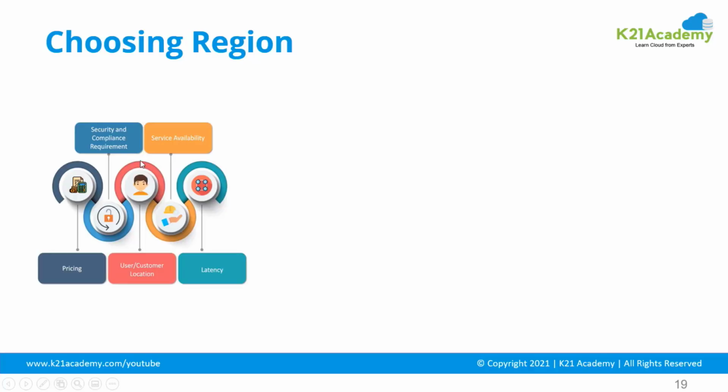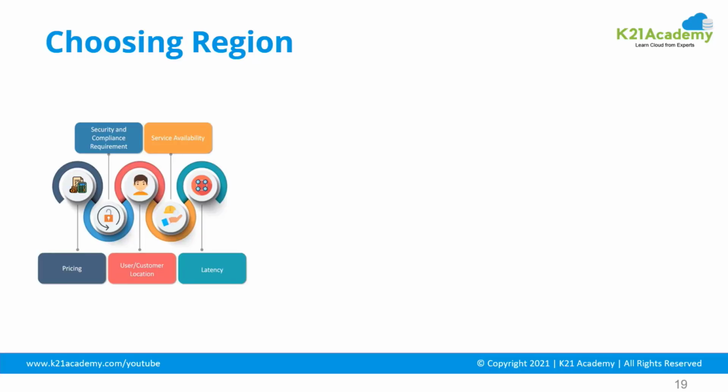Second is security and compliance requirements, which means your company may have a regulation saying that your data can't go outside a particular region. If you're a US company or a US enterprise, your data should always reside within the US. So that's another reason for security and compliance. Third could be user and customer location. Usually if you deploy your services within a particular region, the users closest to that region will have the best performance or best response time.